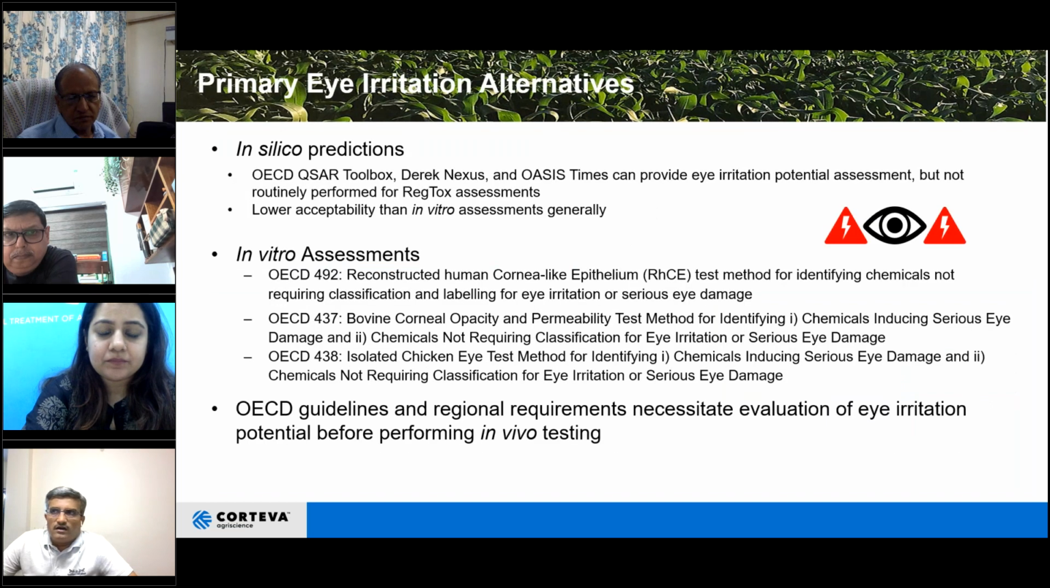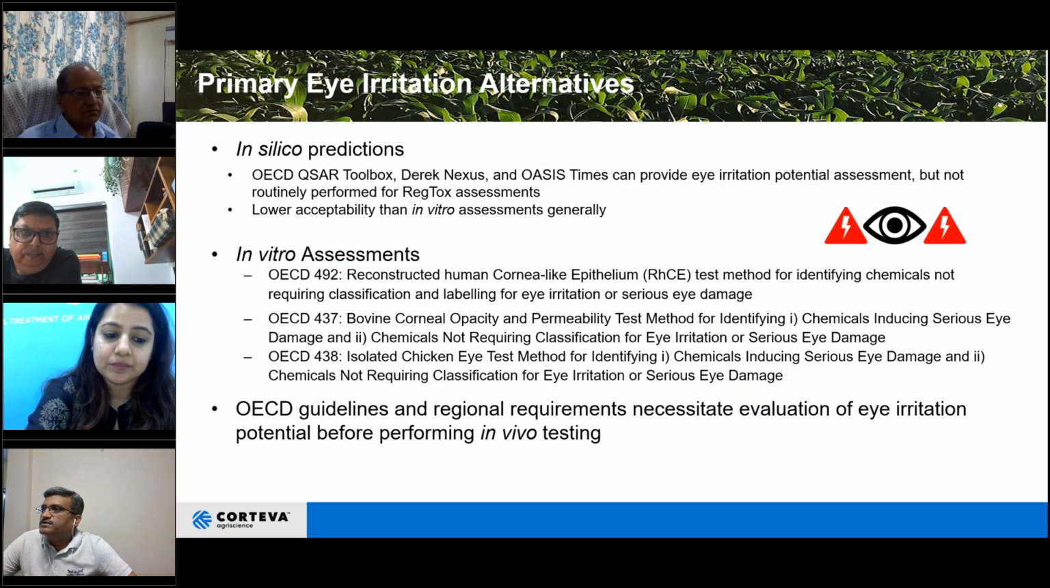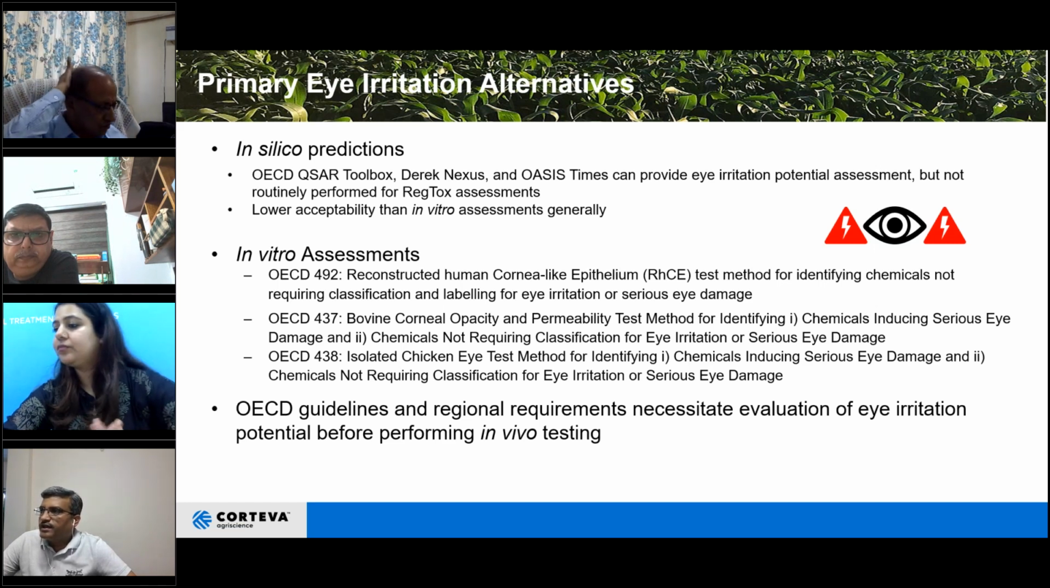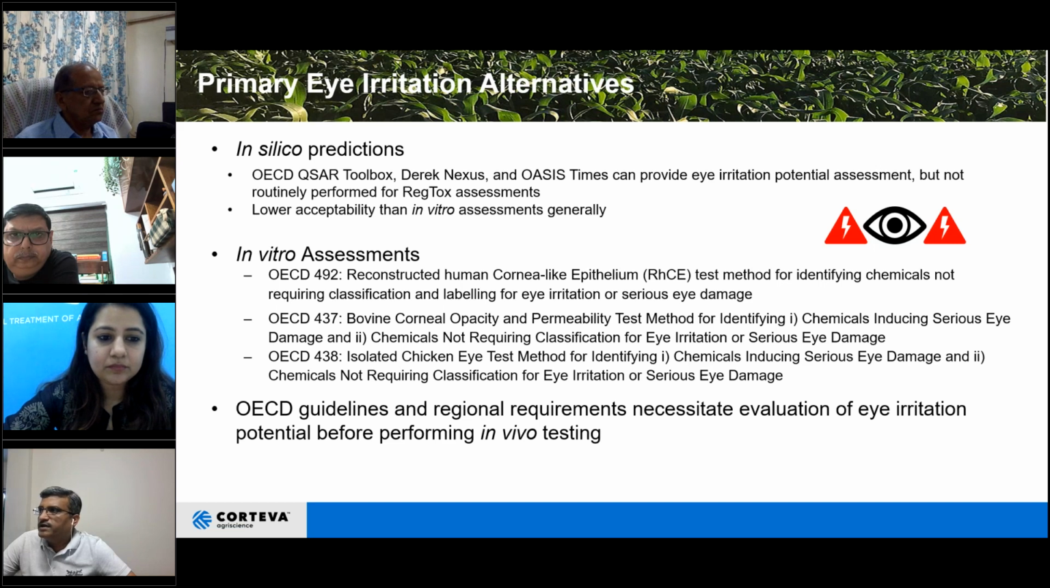Primary eye irritation alternatives. Over the past decades, there have been substantial investments made into both development of in vitro methods and validation to assess the reliability and reproducibility of methods to predict the eye irritation response. Despite these efforts, no standalone in vitro test has successfully been validated to fully replace the Draize irritation test for regulatory purposes.